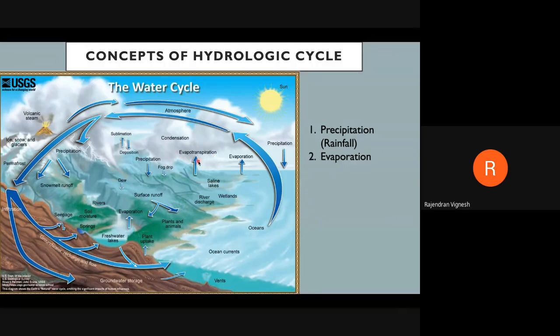Generally, when people ask about evapotranspiration, it's nothing but the process of evaporation plus the transpiration which happens at the same time. That's called evapotranspiration: evaporation plus transpiration. That also we have in your syllabus, right? Anything to be cleared here?